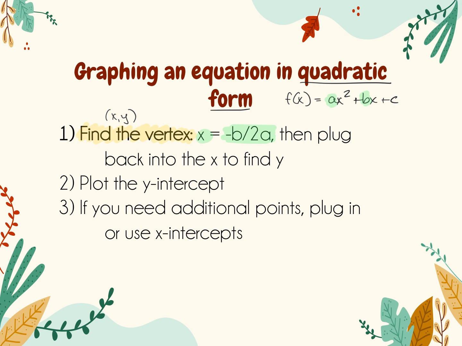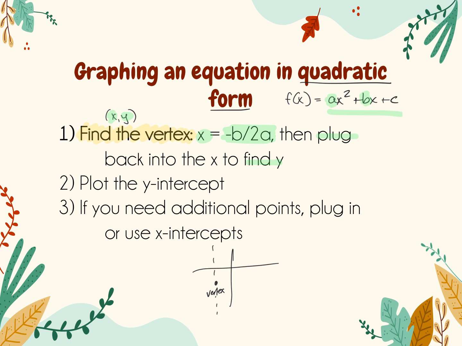Once you find the x value of your vertex, you're going to plug it back into the equation up here, and you're going to find y. Okay, so you're going to plug in x and find y. Now, once you have that, that's going to give you your vertex. You're going to go to your graph, and you're going to graph your vertex. Let's pretend your vertex is right here. Now you know your axis of symmetry goes through that.